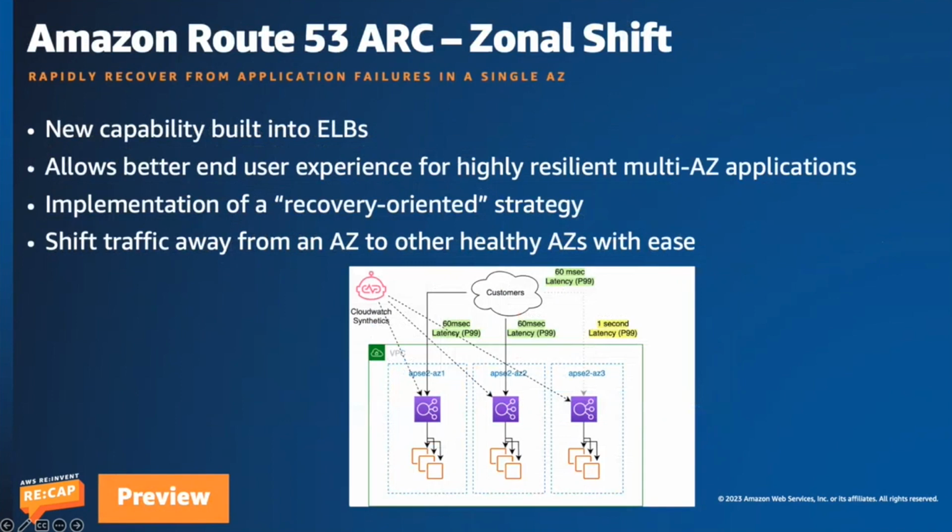And one additional functionality, which is really cool and really important, is zonal shift, which is a capability built into Elastic Load Balancers and exposed via Route 53 Application Recovery Controller, or Route 53 ARC. Basically it allows users to shift traffic away from a particular availability zone, which might be experiencing higher latency, and move traffic to healthy availability zone nodes.